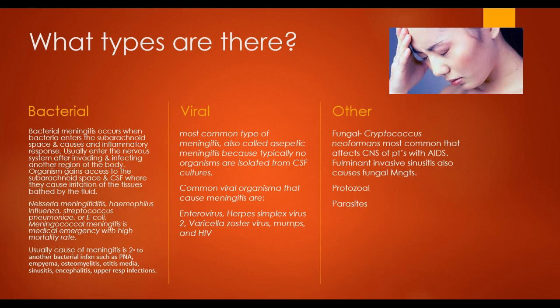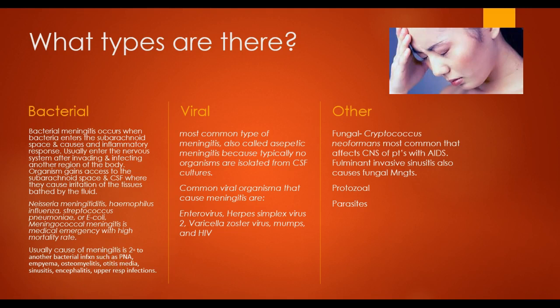But as we can see, there are some usual suspects here that cause other kinds of clinical presentations and complications that you would not think are associated with bacterial meningitis, but they are, like Streptococcus pneumoniae, E. coli, and H. influenzae. So these are things we've got to look out for. The usual cause of meningitis is secondary to another bacterial infection.